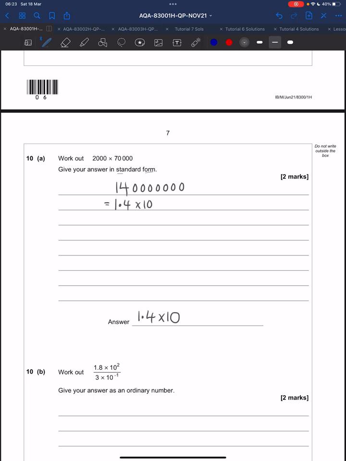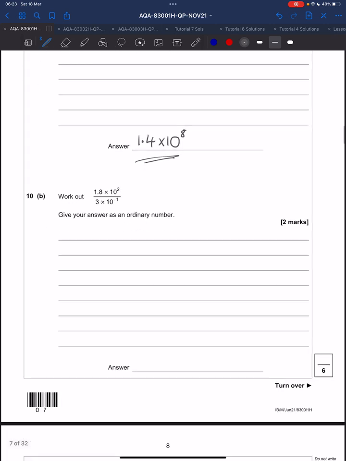Okay, and then the power of 10 that we need, well, 1, 2, 3, 4, 5, 6, 7, 8, times 10 to the power 8. Okay.